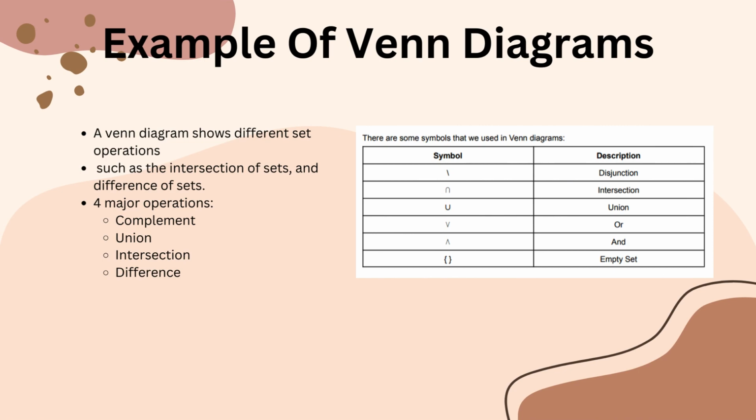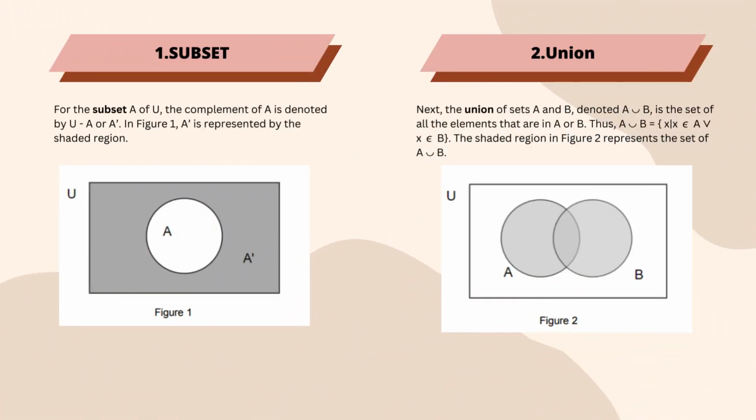Okay, so before we look into examples of Venn diagrams, a Venn diagram shows different set operations such as the intersection of sets, union of sets, and difference of sets. And there are four common or major operations in a Venn diagram, which are complement, union, intersection, and difference. So as we can see in the slide, there are some symbols that are used in Venn diagrams. Okay, so how do we use these operations in a Venn diagram?